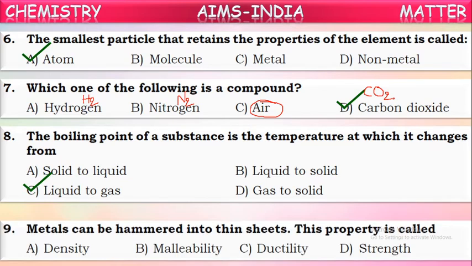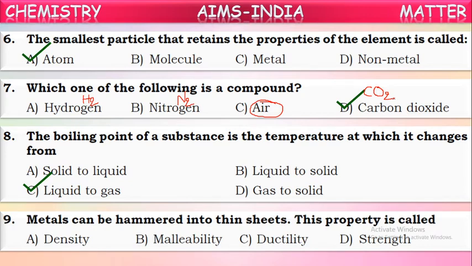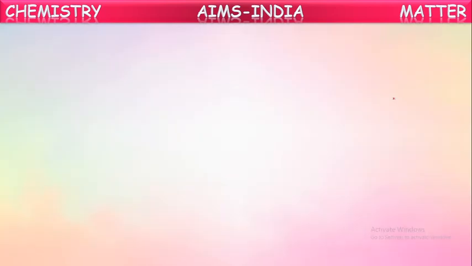Okay. Next question. Metals can be hammered into thin sheets. This property is called... Yes, while discussing the general properties of metals, we told that metals can be beaten into thin sheets when hammered with some object. The property is called malleability. What's the other one? Ductility means the property by which they can be drawn into thin wires. The property by which they can be beaten into thin sheets is called malleability of metals. Okay, next.